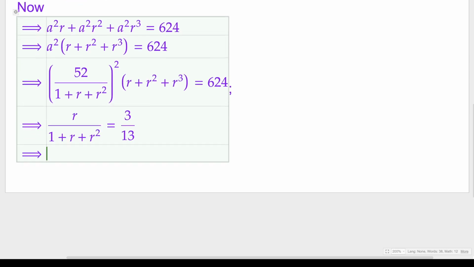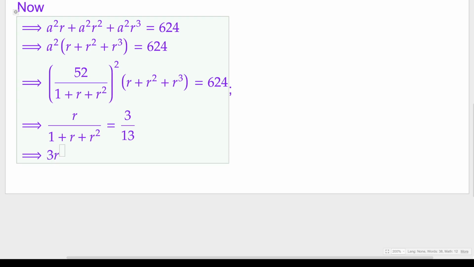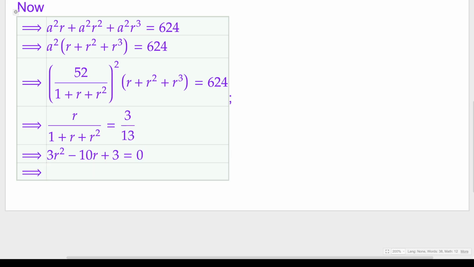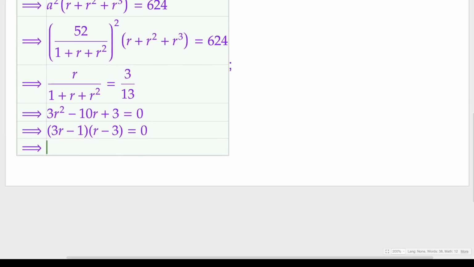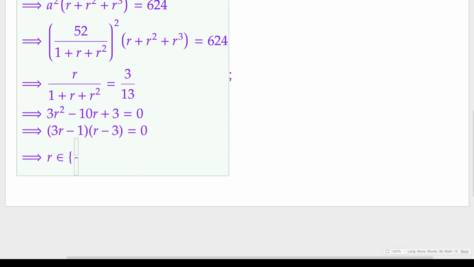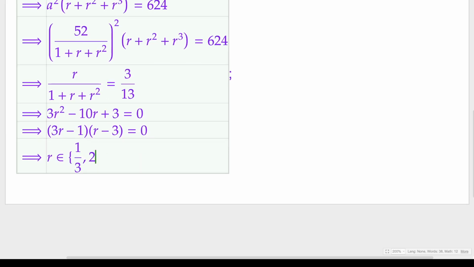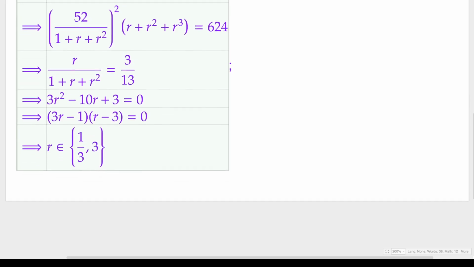Now we have a quadratic equation clearly in front of us. This can be written as 3r squared minus 10r plus 3 equals 0. This can be factorized into linear factors: (3r minus 1) multiplied by (r minus 3) equals 0. From this we can clearly say that r belongs to the set 1 over 3 and 3. So these are the two distinct roots.